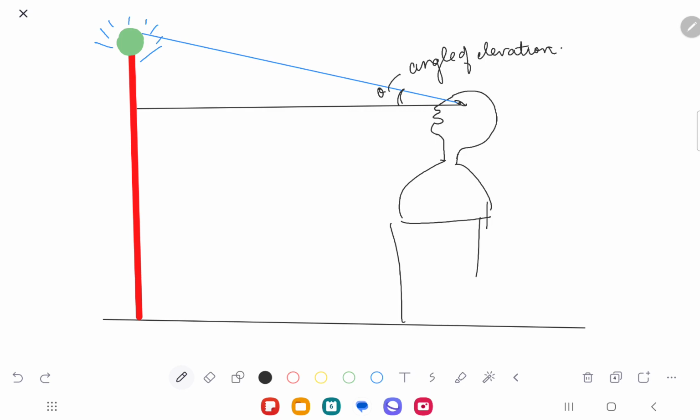But let us suppose the person has to look at the foot of the ground. Let us suppose a person has to look at the foot of the ground. So when the person has to look at the foot of the ground, what exactly is going to happen? You tell me. He is going to do what?